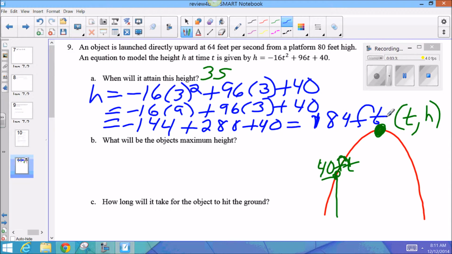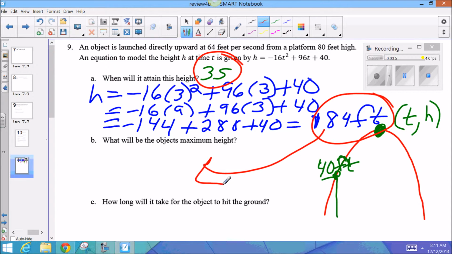Question B, what will be the object's maximum height? Uh-oh. I just answered both questions A and B. I'm not paying attention. 3 seconds was the answer to question A. 184 feet is the answer to question B.